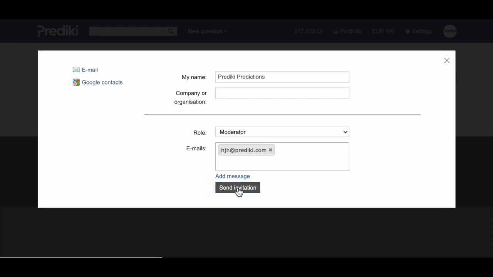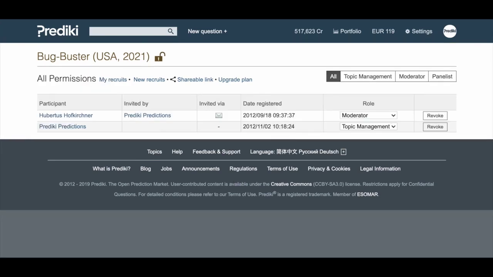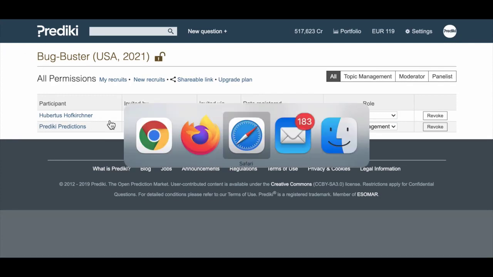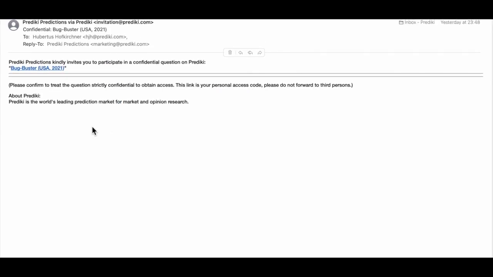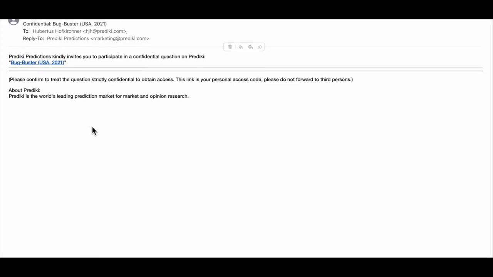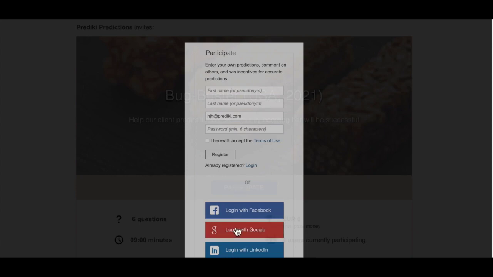Okay, once I've done that, the system sends an email automatically to me personally. So I cycle to my emails, and here we are. I've already received an invitation from Prediki to join this new battery. It will make me a moderator if I choose to participate. So here's a little bit of information, how long it will take and how much there is to win, which is not yet something because we haven't entered incentives.